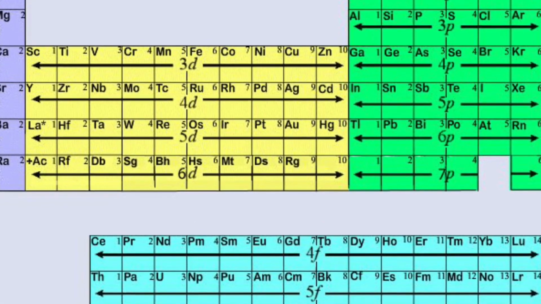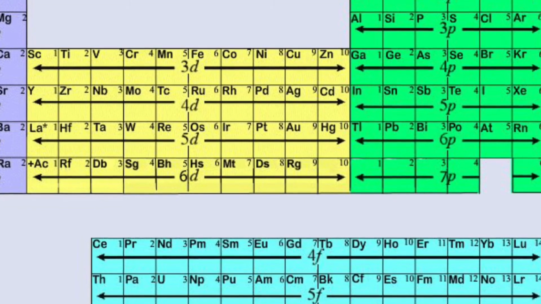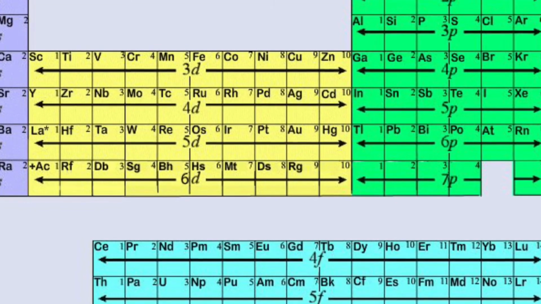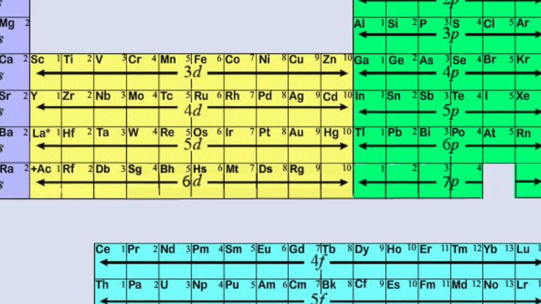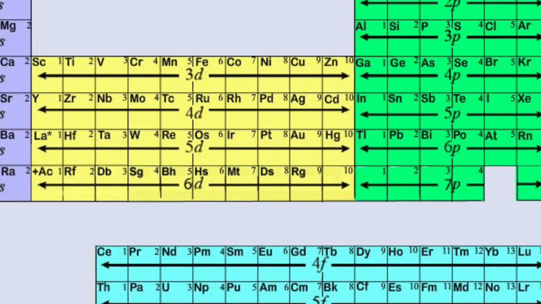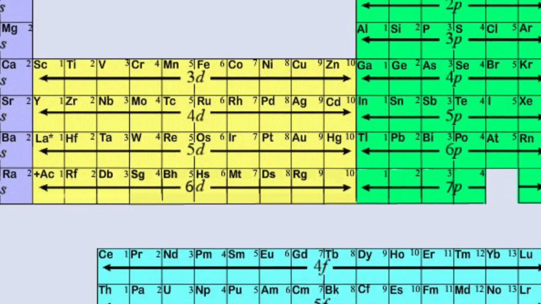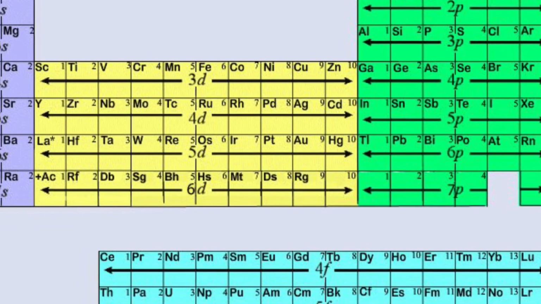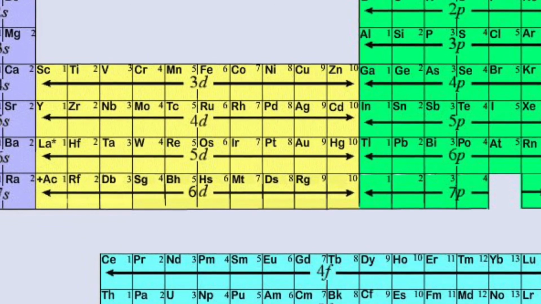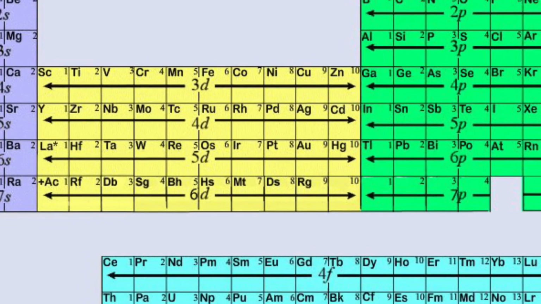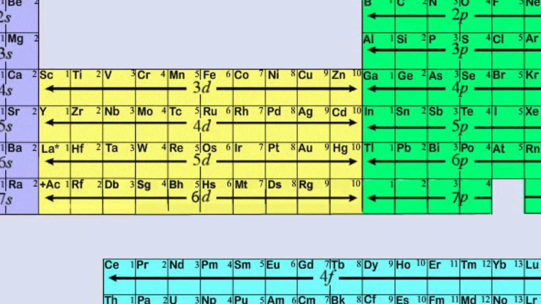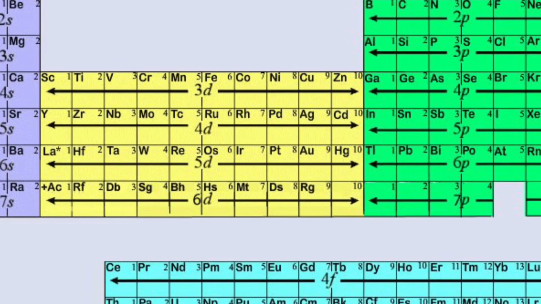Each different color on this periodic table represents a block. Purple is S block, yellow is D block, green is P block, and blue is F block. These blocks are named after their characteristic orbital, S, P, D, and F. Each block represents a group of elements whose highest energy electron is in the same sublevel.